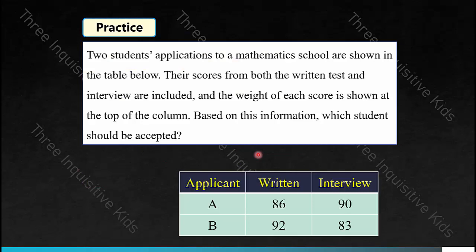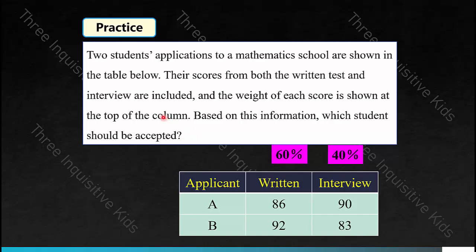Practice. 2 students' applications to a mathematics school are shown in the table below. Their scores from both the written test and the interview are included, and the weight of each score is shown at the top of the column. Based on this information, which student should be accepted? We have 2 applicants, A and B, and there are 2 tests. Written, 86, 92, that's their scores. Interview, A got 90 and B got 83.